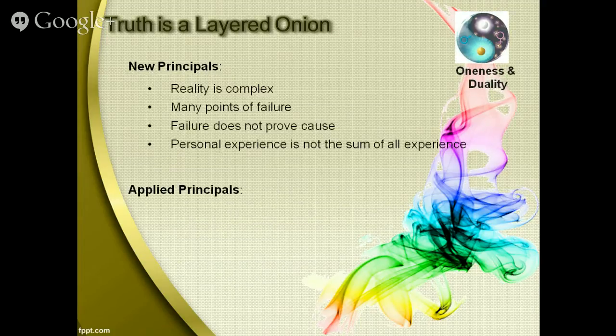So let's put some new principles into place. Reality is complex, and it has many points of failure. Showing that something can fail does not necessarily prove cause. Again, in the example of the voices in the head, using a drug to suppress a certain part of the brain does not necessarily mean that this originated in the brain. It just tells us that this was a key joint and they disrupted one of the key joints in the process of this event. Not necessarily the cause of the event, but it prevents the event because it is a key joint.